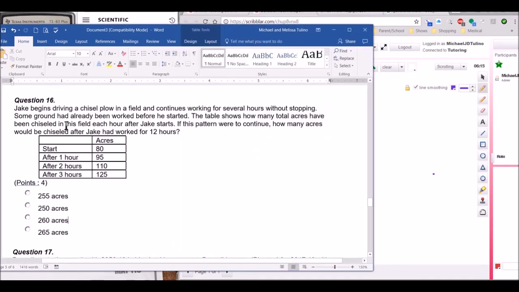All right, so this next question, Jake begins driving a chisel plow in the field and continues working for several hours without stopping. So we have here, how much would he work after 12 hours? Okay, so he started at 80. Now let's take a look here. Increase by 15, increase by 15, increase by 15. So it increased by 15 each time. So how much will it end up being after 12 hours?